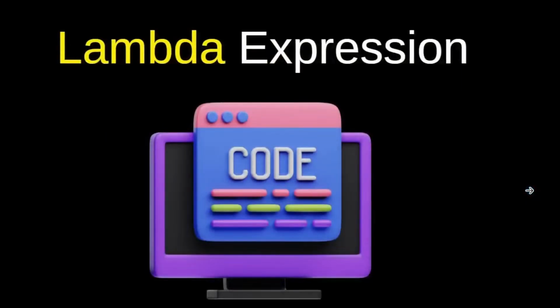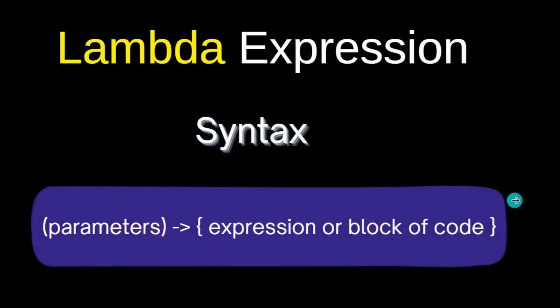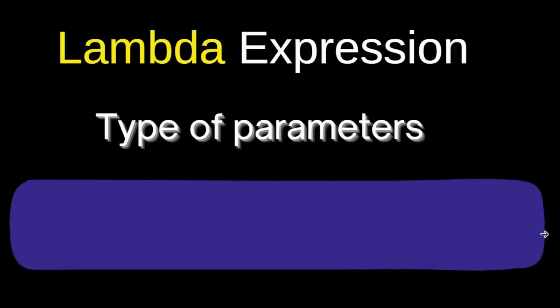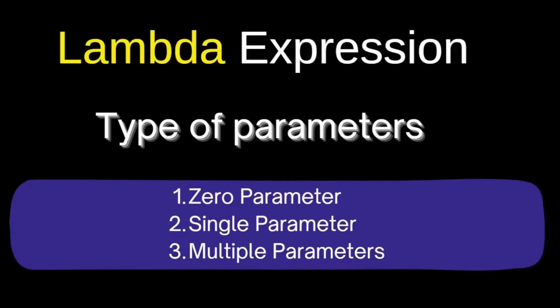So there is a syntax for this Lambda expression. That is the parameters for the abstract method, if any parameters are there, and you give them inside the parentheses, and then this arrow token. This token acts as a separator between the parameters and the block of code. This expression or block of code acts as the implementation part of that abstract method.